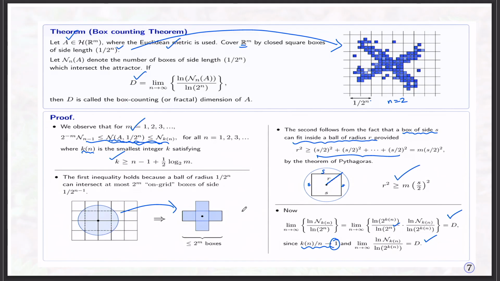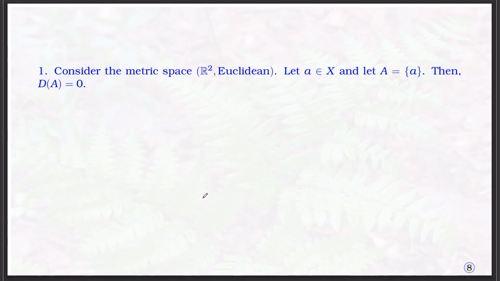Now, we will find the fractal dimension of an object by using this theorem, the box counting theorem. So, now we need to take the element from R power n. Let us consider R power 2 with the Euclidean metric. This is our metric space X, and take an element A belongs to X. Let A equal the singleton set A. Then the fractal dimension of A equals 0.